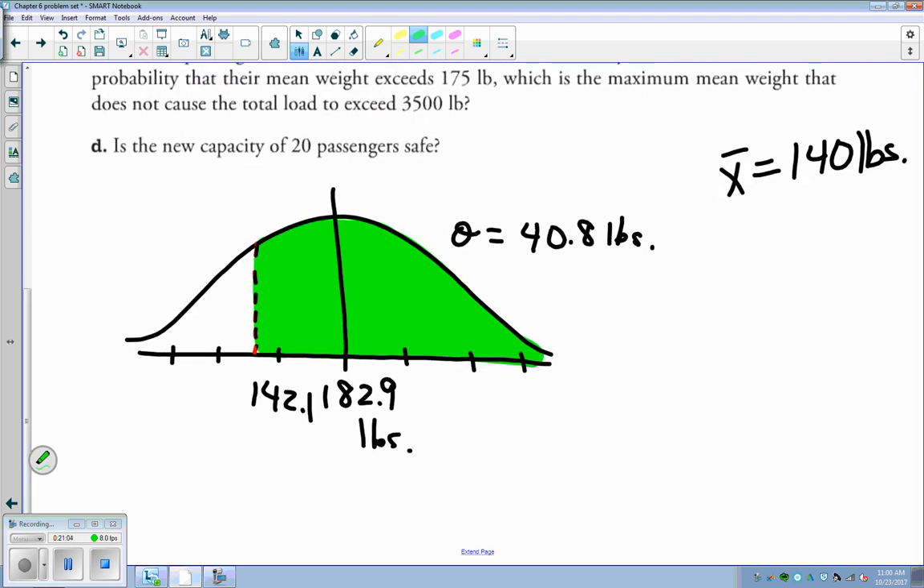So, how am I going to change that? You guys tell me. The standard deviation divided by the square root of the sample size. So my new one is going to be 40.8 divided by the square root of 25, and what are we going to get for that? 8.16?